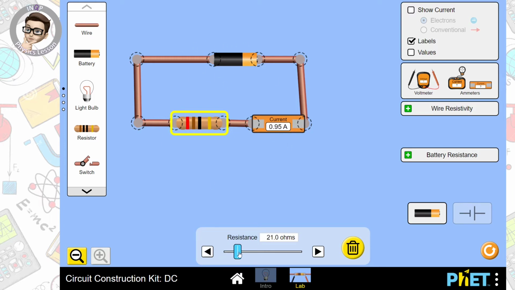And if I increase my resistor to, let's get to 40 ohms, then my current drops to 0.5 amperes. If my resistor goes down to 5 ohms, then my current increases to 4 amperes. So the greater the resistance, the lower the current, and the lower the resistance, the greater the current.